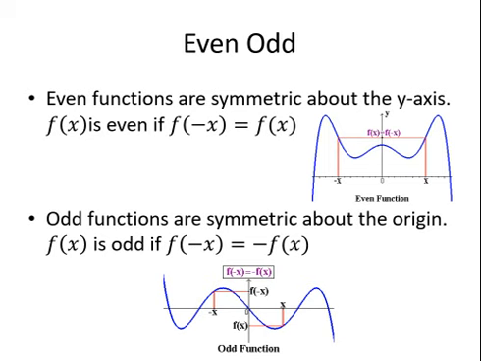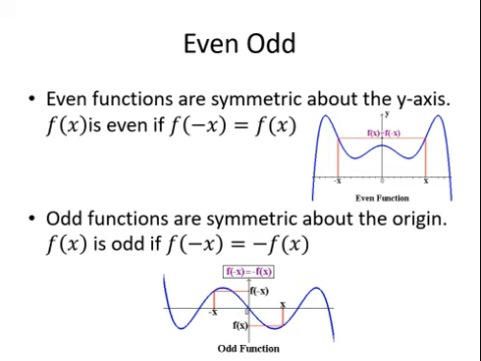So an even function. Functions could be even, odd, or neither. An even function is symmetrical around the y-axis. So if you have any graph that is symmetrical around the y-axis, it ends up being an even function. y equals x squared is an easy one of this. Basically, if you take the x value and change it from positive to negative, but the y value doesn't change, that means it's an even function.